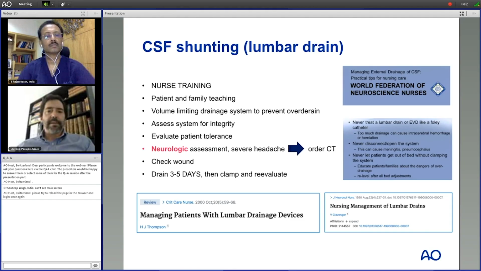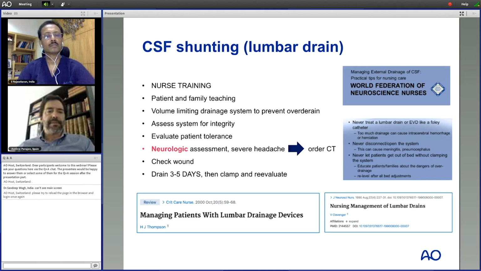So one of the best ways to prevent complications from lumbar drains is adequate training of the nurses. This also includes patient and family teaching to deal with the drain, because the patient is going to be with it for some days. Nurses need to know how to connect and disconnect the system, to know about overdraining and how to prevent it, to evaluate neurological status, check the wound to see if it's dry or not, and so forth.